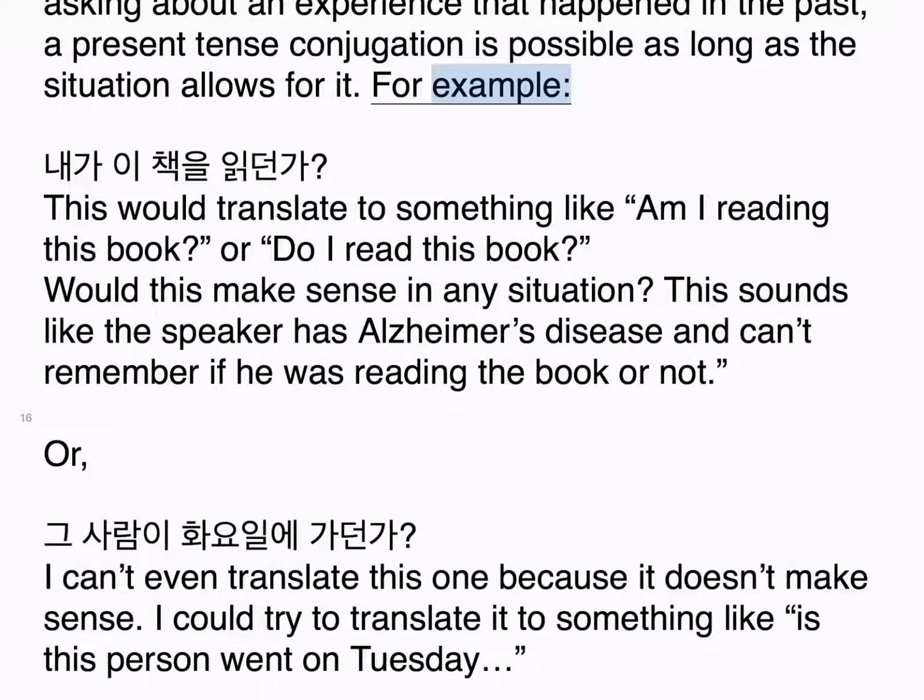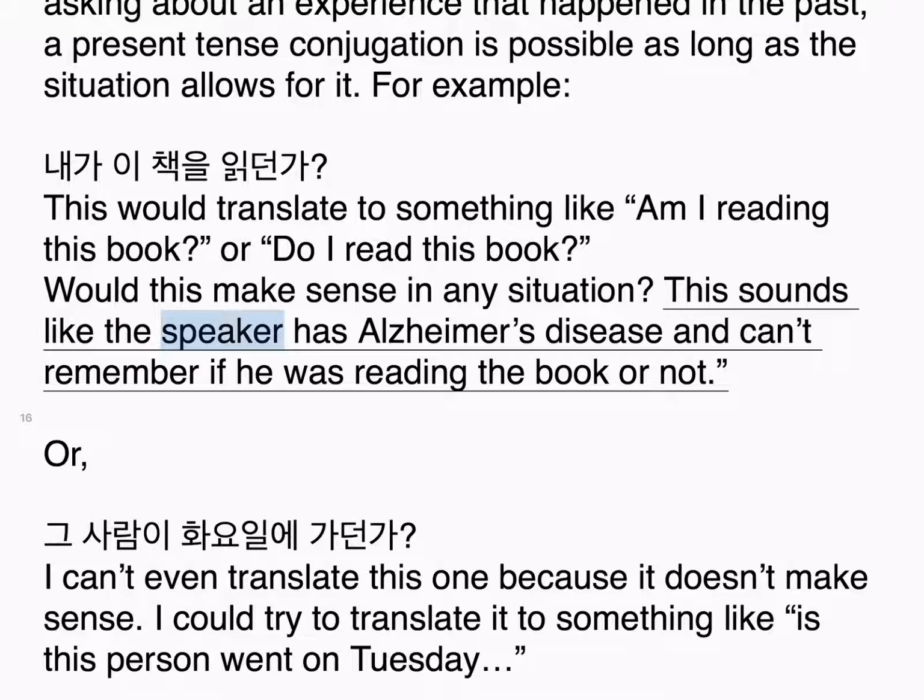For example, 내가 이 책을 읽던가, this would translate to something like, am I reading this book? Or do I read this book? Would this make sense in any situation? This sounds like the speaker has Alzheimer's disease and can't remember if he was reading the book or not.